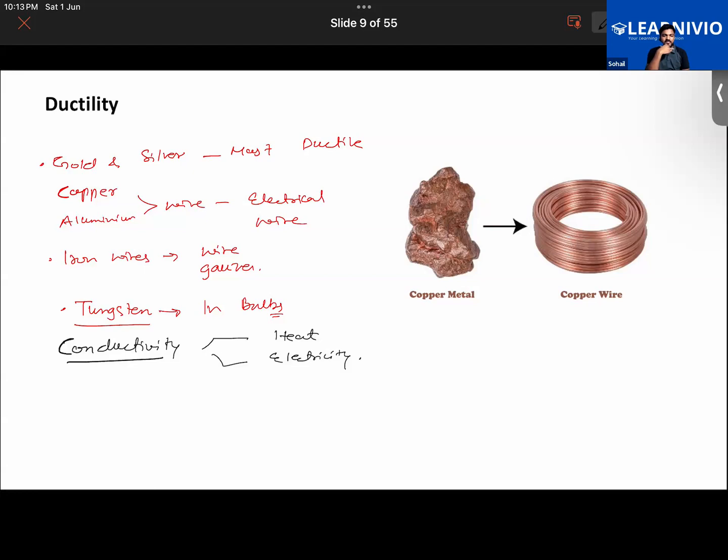Then we have several examples like copper, silver, gold, aluminum, and iron. All of them are good conductors of heat. They are good conductors of electricity also. Silver is also a good conductor. Then you have copper and aluminum, and they are commonly used for making electrical wires.